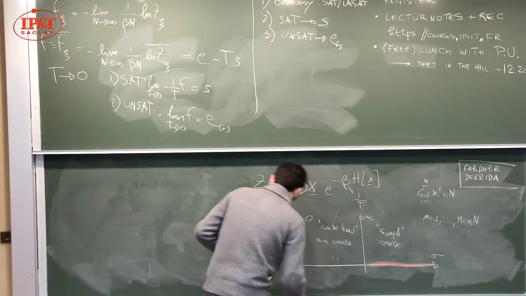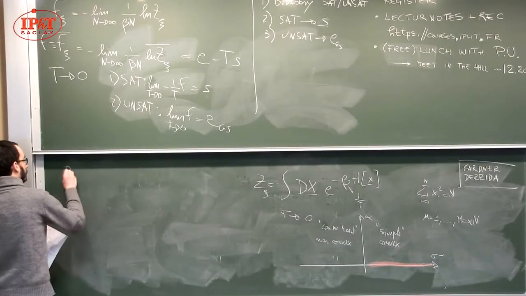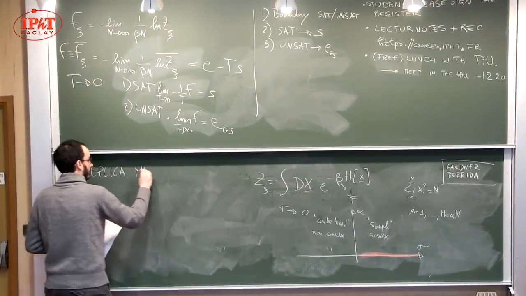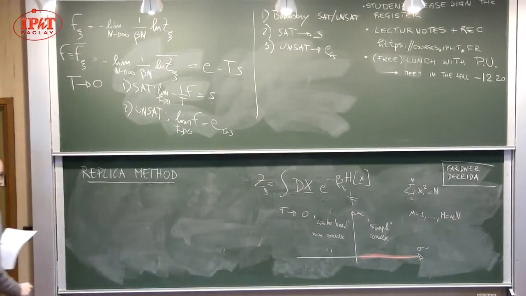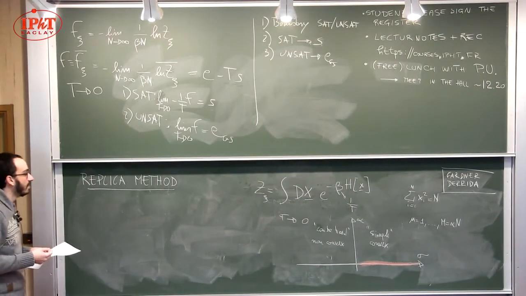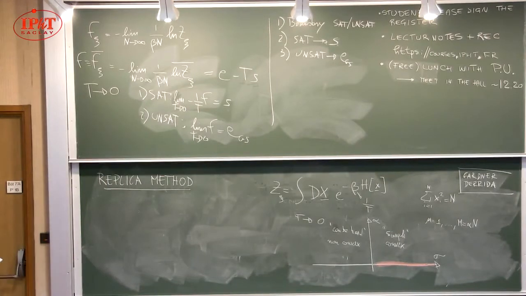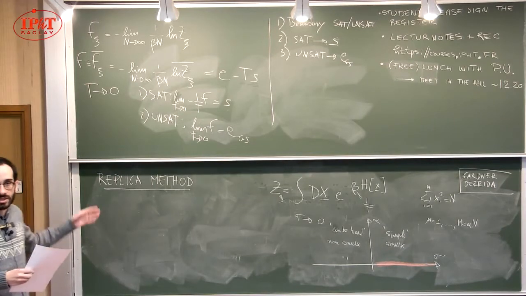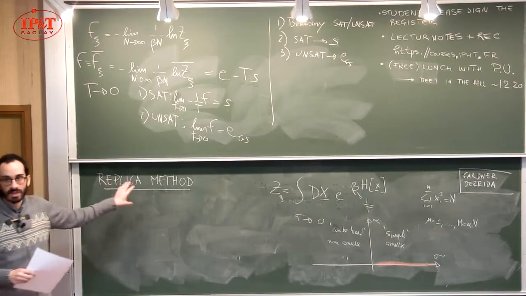Okay, so what I will do now is to use the replica method. This is extremely powerful, but it's also not rigorous, so it has a strong heuristic value. And what people now do typically is to use another method that is called the cavity method, through which you can prove mathematically what comes out from this method.